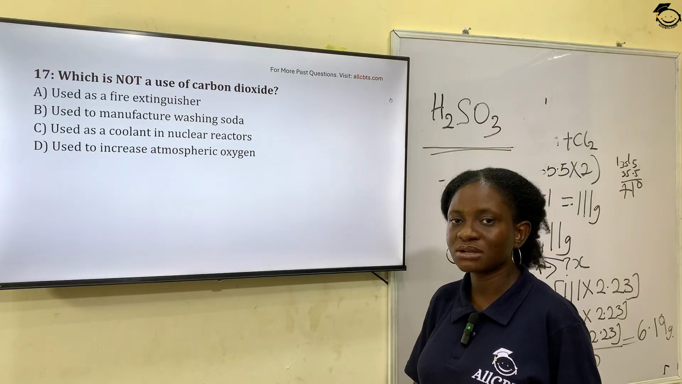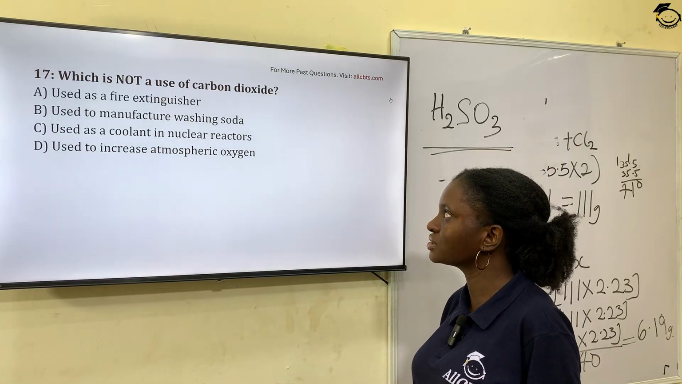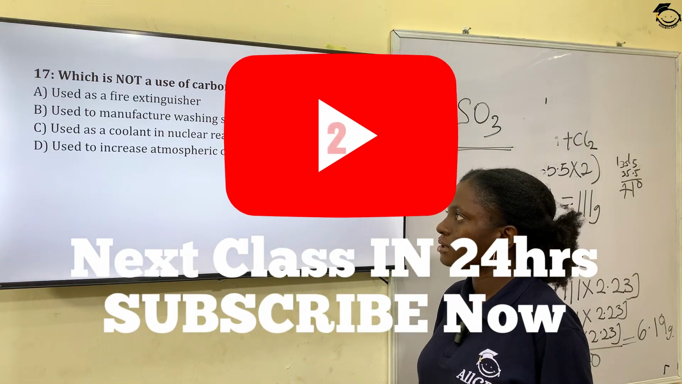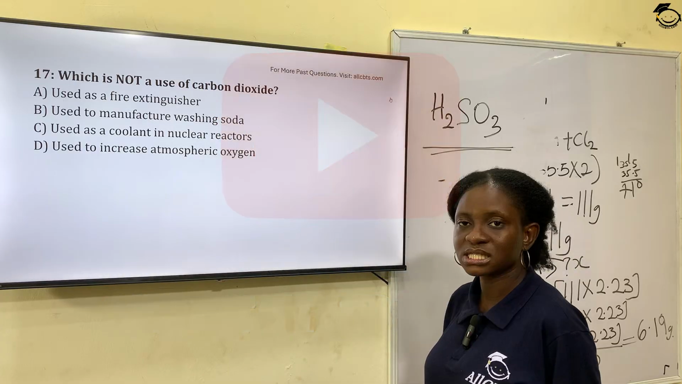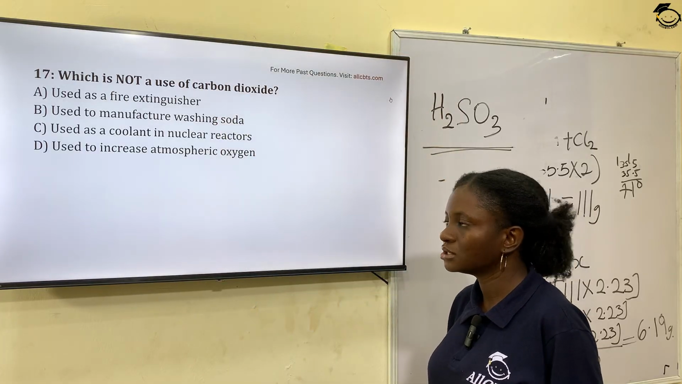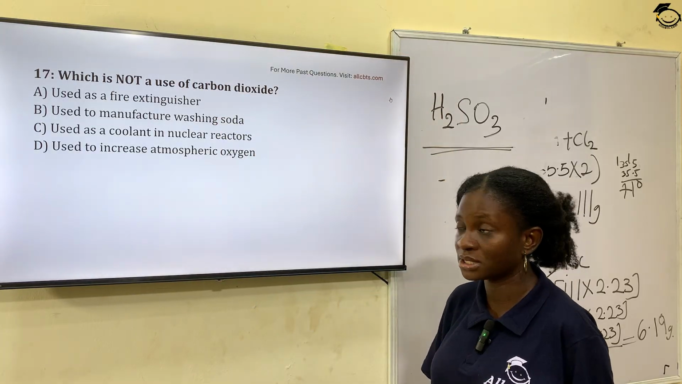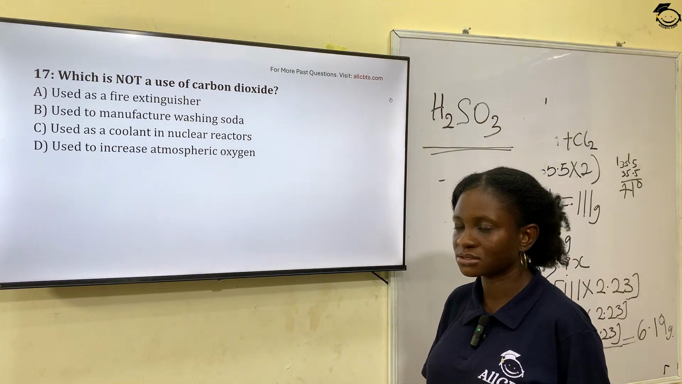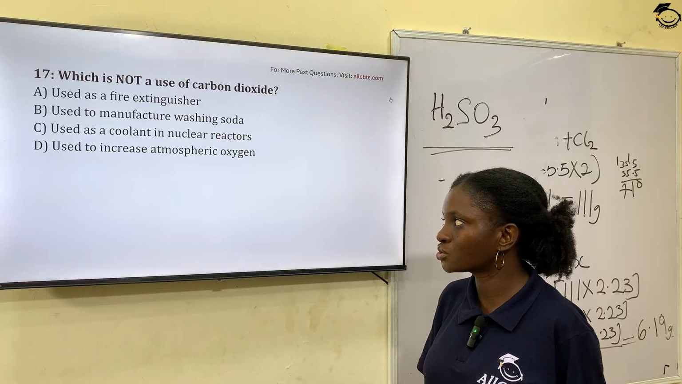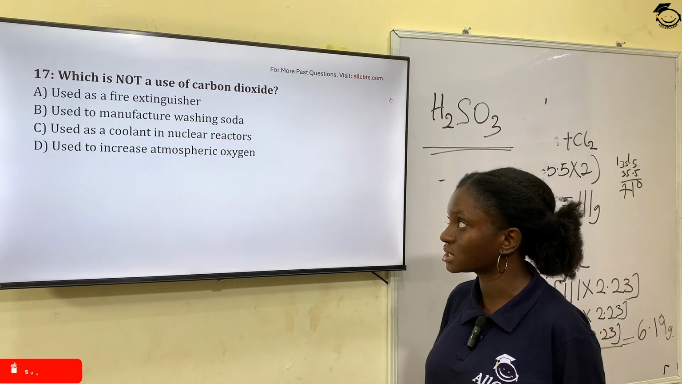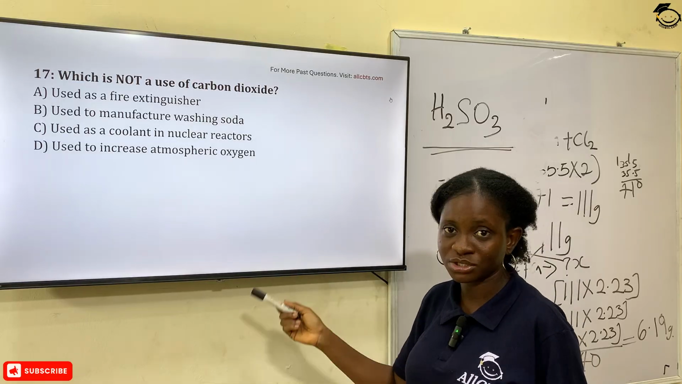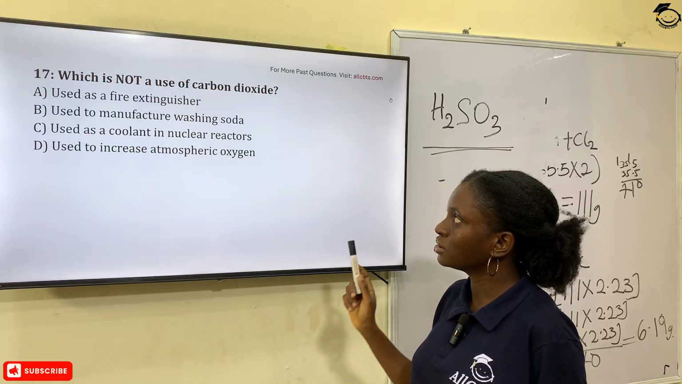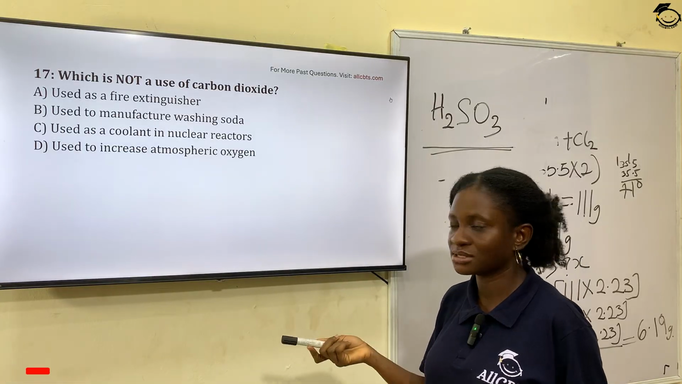Question 17. Which is not a use of carbon dioxide? Option A, used as fire extinguisher. B, used to manufacture washing soda. C, used as a coolant in nuclear reactors. D, used to increase atmospheric oxygen. So out of these options, which does not make use of carbon dioxide?